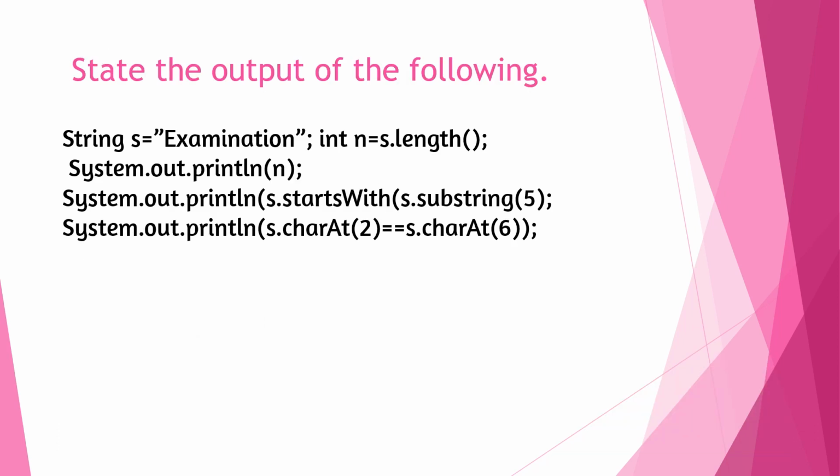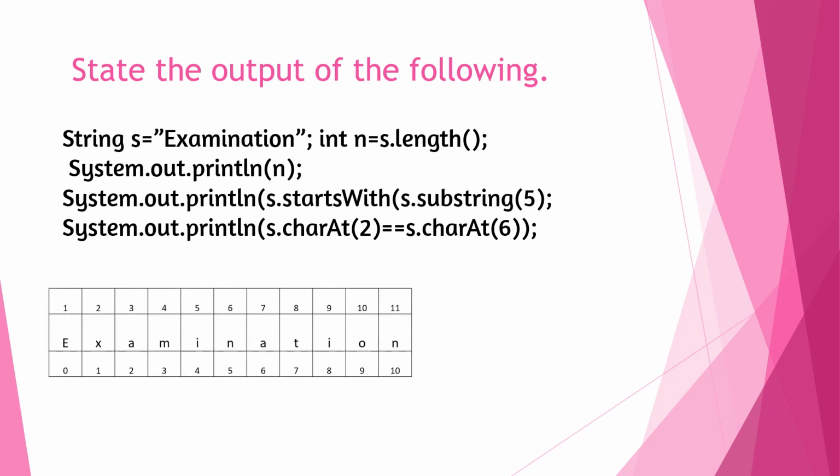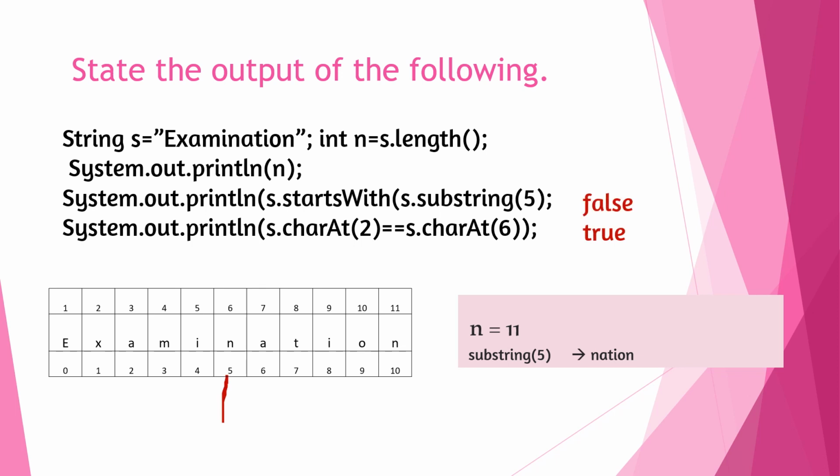Next question: String s is equal to "examination" and n is equal to s.length(). The number of characters in the word examination, counting from 1, is 11, so the length is 11. And s.startsWith(s.substring(5)): from position number 5 we have "nation", the complete word is nation. The string "examination" is not starting with "nation", so the answer is false.